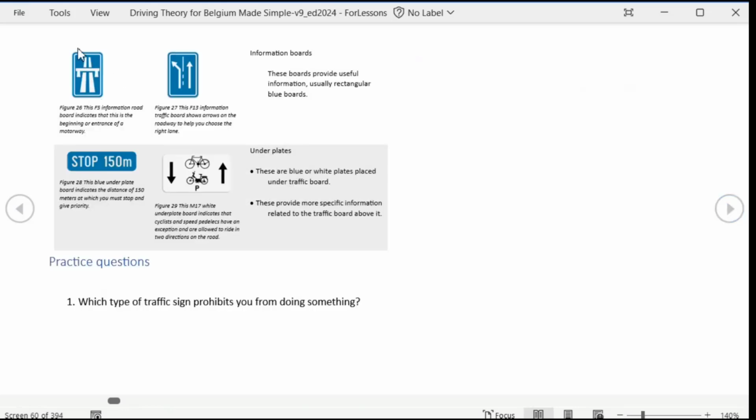And these are again information boards indicating that you are entering a motorway. These are boards indicating lane selection depending on which direction you want to go into. So these are additional plates which give you more information. Okay, so that's about the lesson. Now let's look at some of the examples.